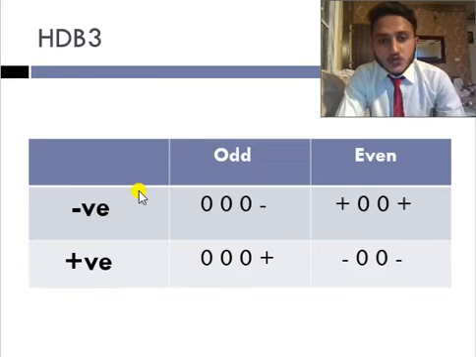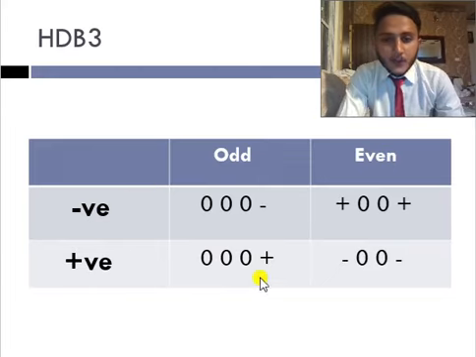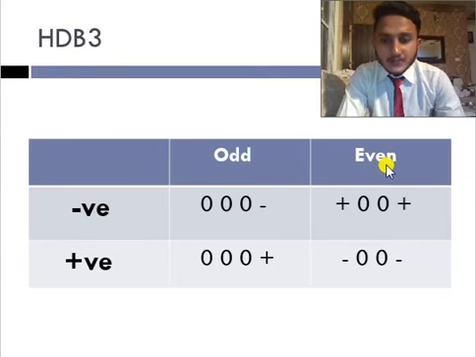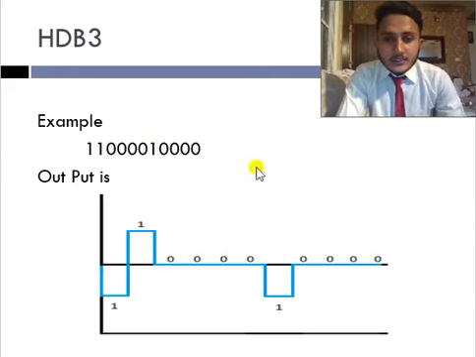And in order to solve the high density bipolar 3-0 substitution problem, we have 4 patterns. Negative means the last one signal before the consecutive zeros is negative. Positive means the last one signal before the consecutive zeros is positive. And the new thing in the high density bipolar 3-0 substitution is odd and even. Odd and even mean the number of ones before the consecutive zeros. Like in this we have 2 ones, and for these 4 zeros we have 1, we don't count these ones.